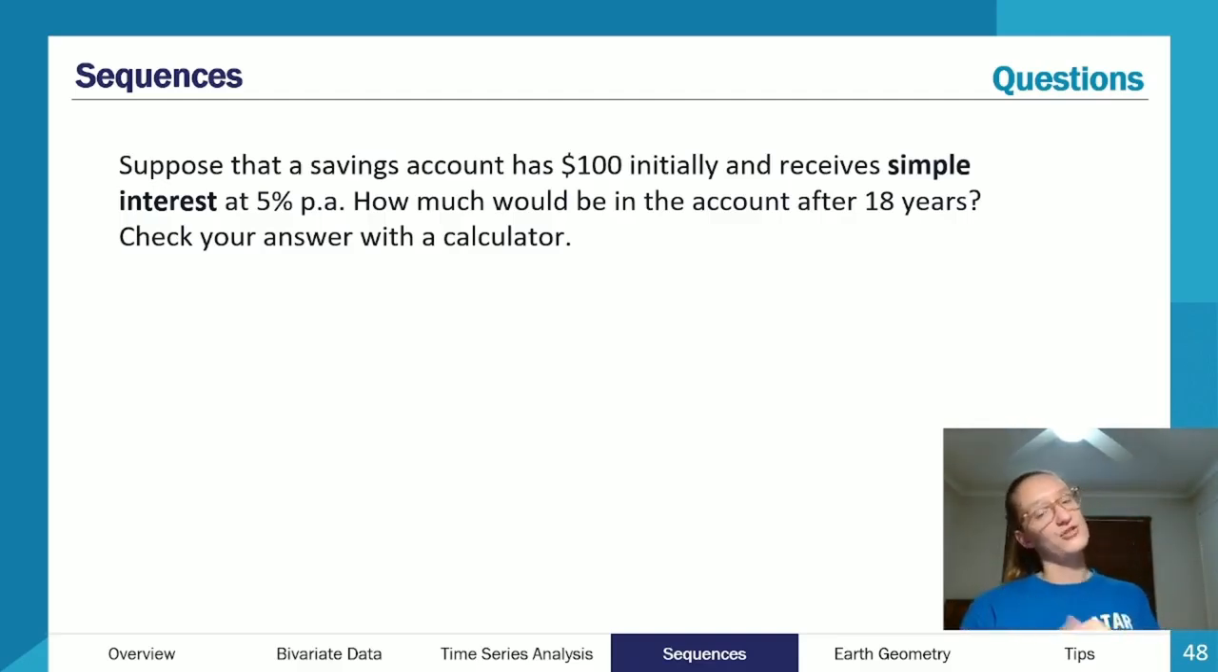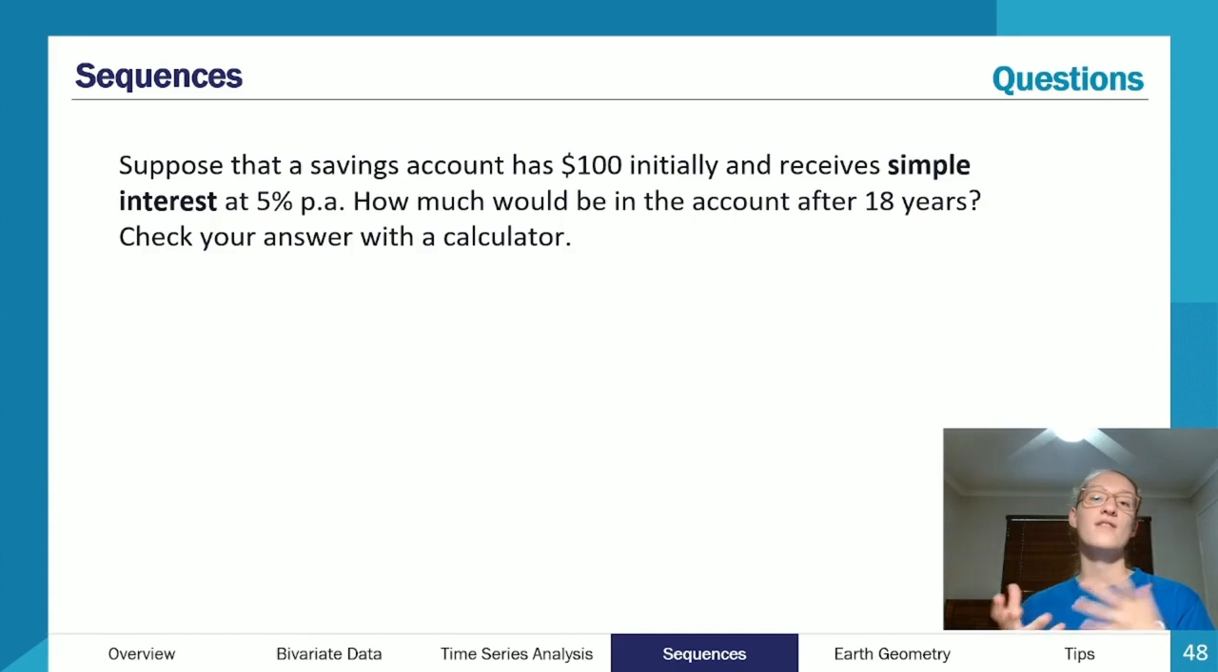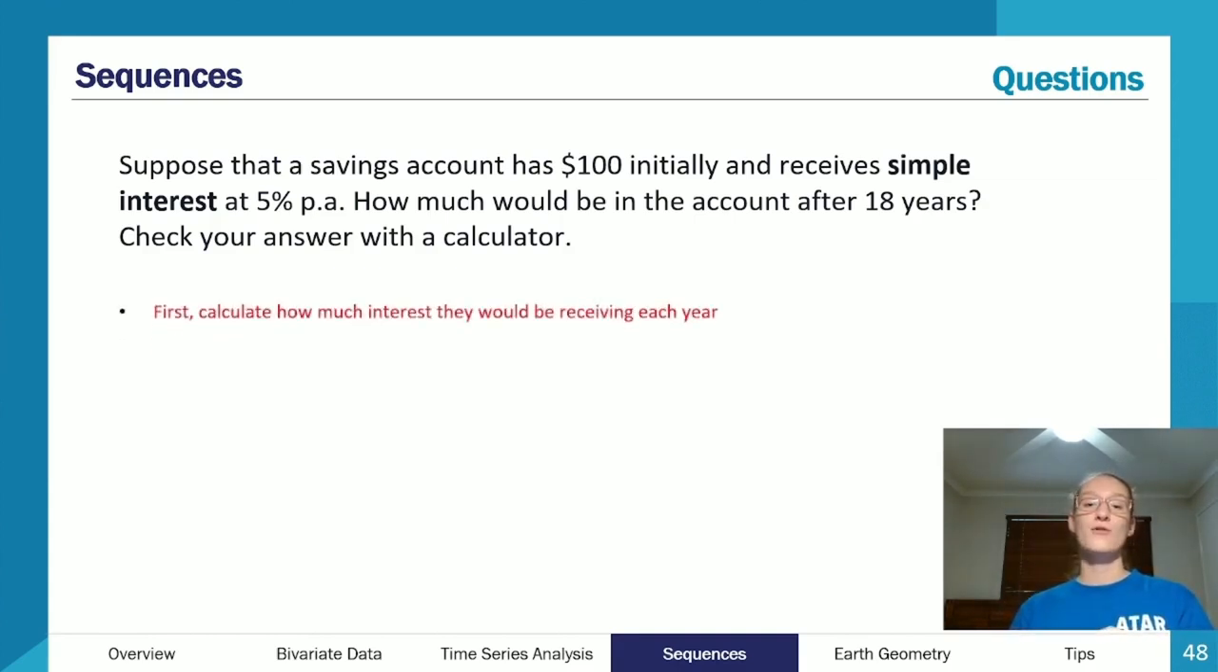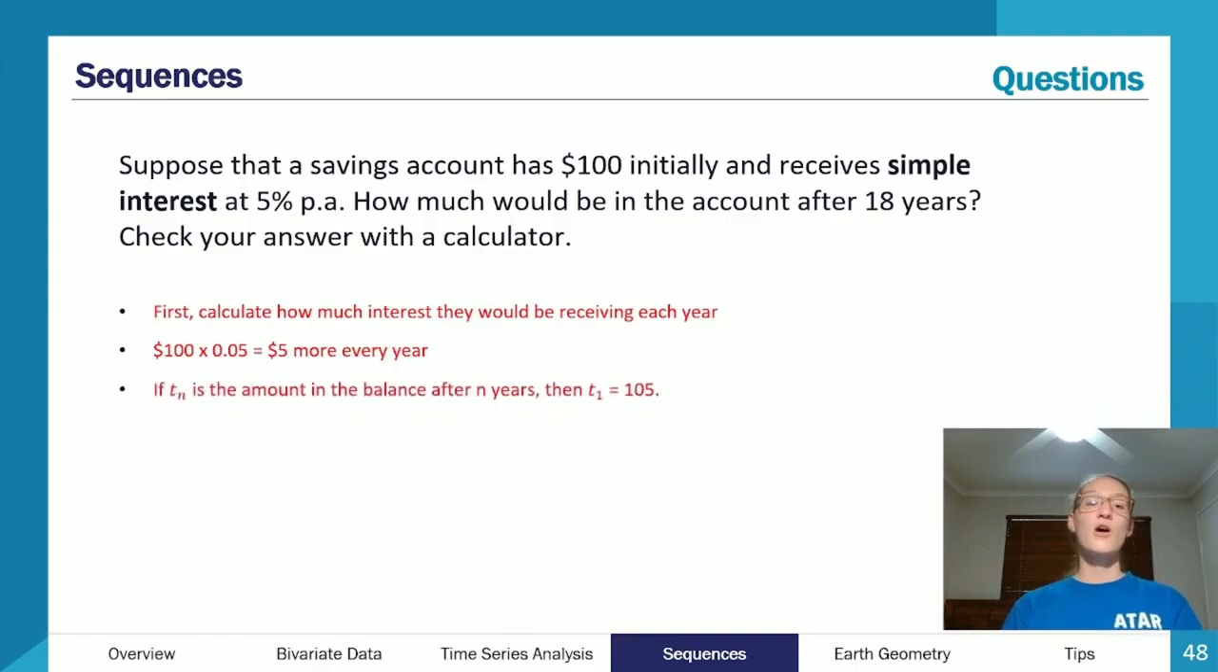Whereas if we're looking at compound interest, that's a geometric sequence situation because we're multiplying by a common ratio each time, depending on whatever the annual rate of interest is. So I know that I'm looking for simple interest. But before I can start using my arithmetic sequence, I actually have to calculate how much interest they'd be receiving each year, which is the only part of the question that's not strictly sequence related. But because there's $100 in the account and the interest is 5%, all I've got to do is work out what 5% of $100 is.